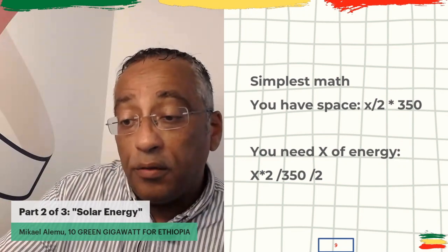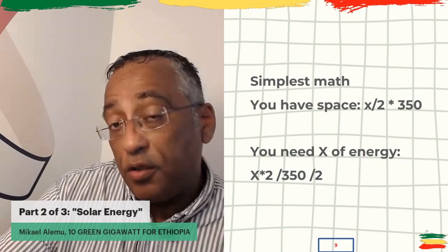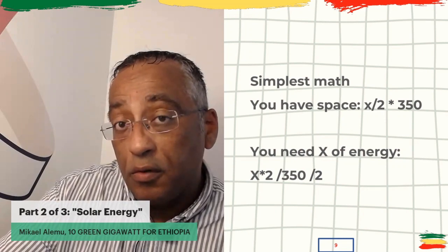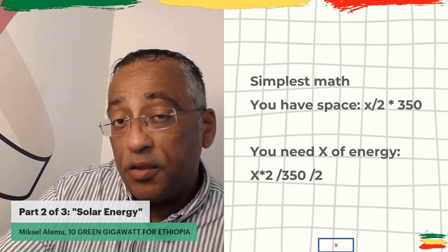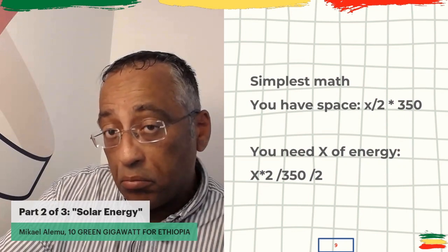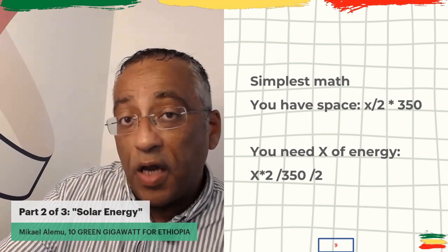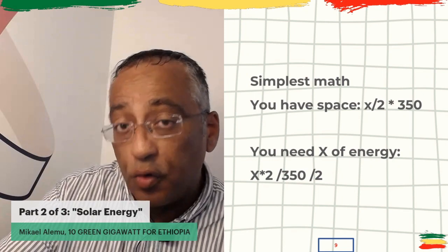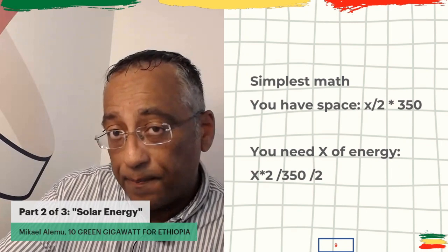And again, if you know how much energy you need, you multiply this by 2 and then divide it by 350. So you know how many panels you need.